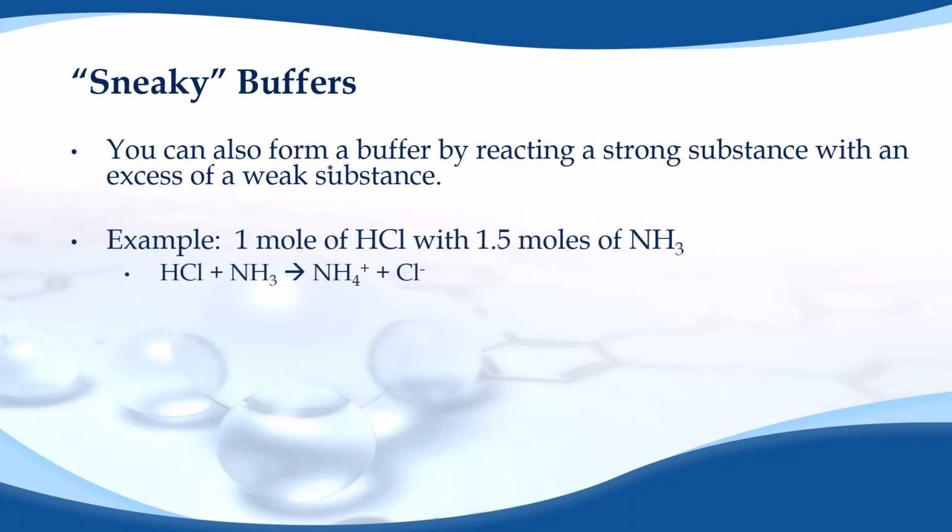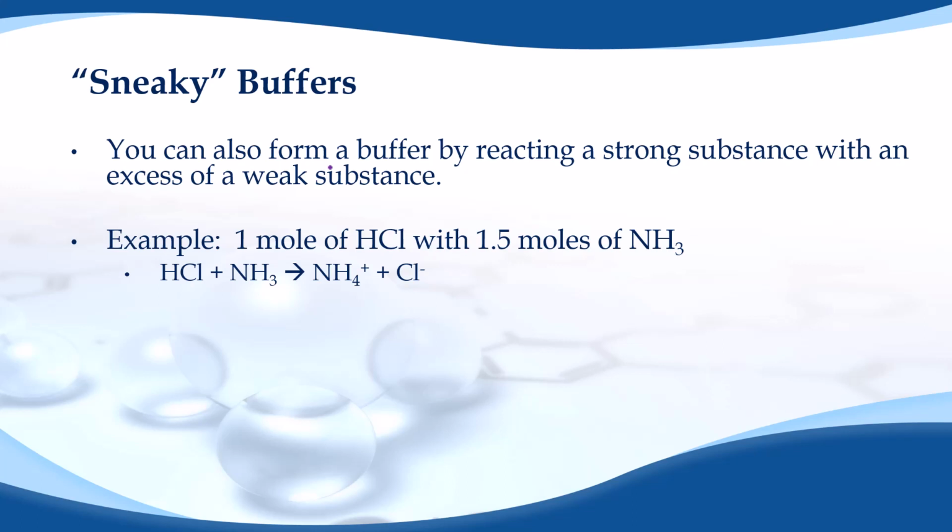So let's just use an example. Let's say I wanted to make an ammonium buffer, right? So an NH4+ buffer. What I can do is I can take 1 mole of hydrochloric acid, react it with 1.5 moles of NH3, according to the equation that I just put below. Since HCl is a limiting reactant, it's going to get entirely used up, meaning that we're not going to have any HCl left over in our final solution.